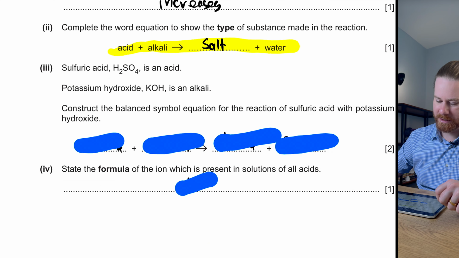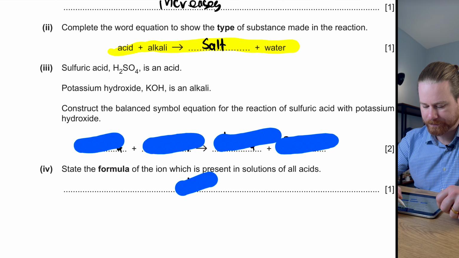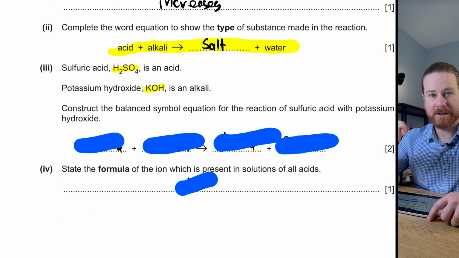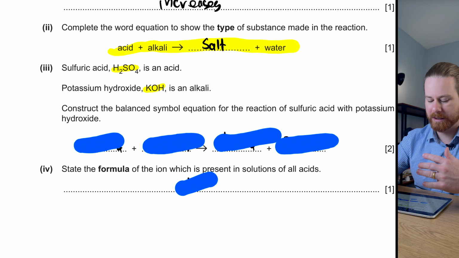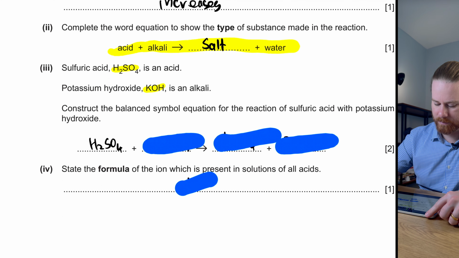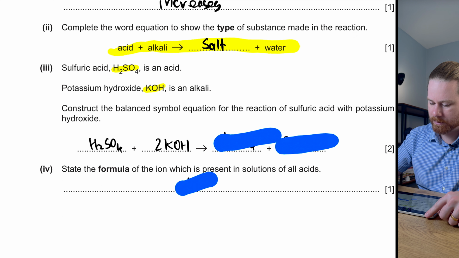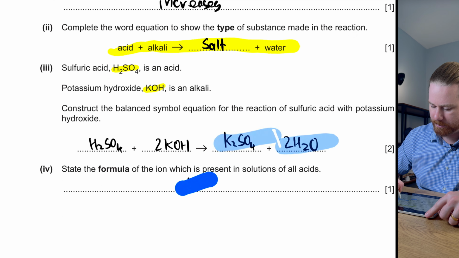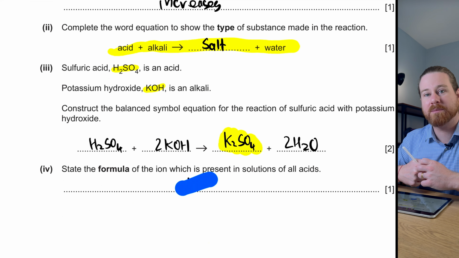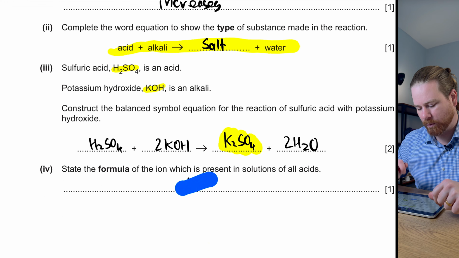Just like I've said, we have now got to write our equation. We've got sulfuric acid, we've got potassium hydroxide, construct the balanced symbol equation. We've been given the acid and the alkali, so we need to form the salt, and remember that water is getting formed. So we've got our acid, we've got the alkali, and then the salt getting formed. This is the trickiest thing. The salt getting formed is potassium sulfate and then water.